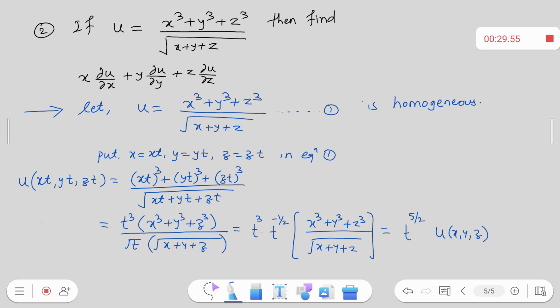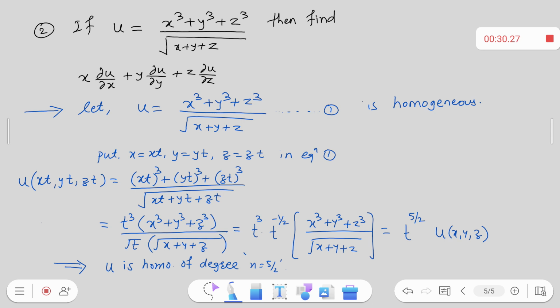So u(xt, yt, zt) is equal to some power of t into u(x, y, z). What this implies is that u is homogeneous of degree n equal to 5 by 2. So u is homogeneous of degree 5 by 2.